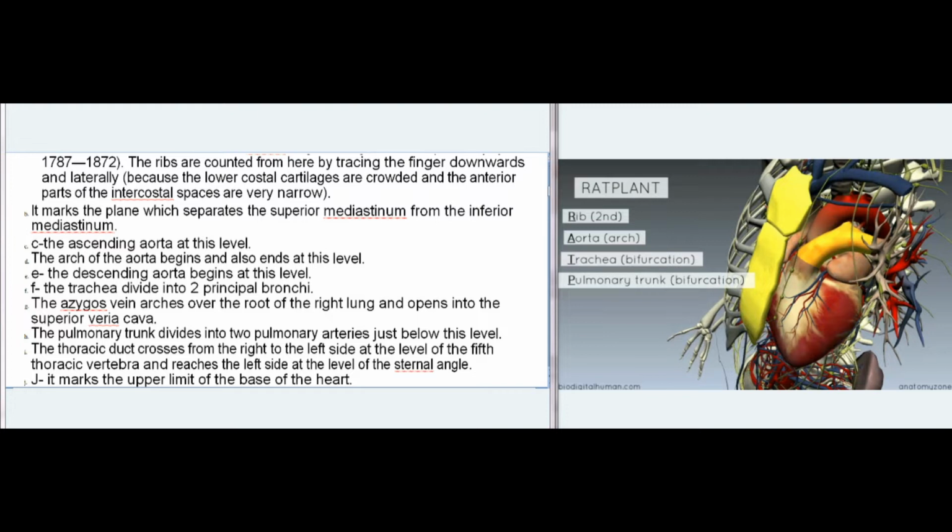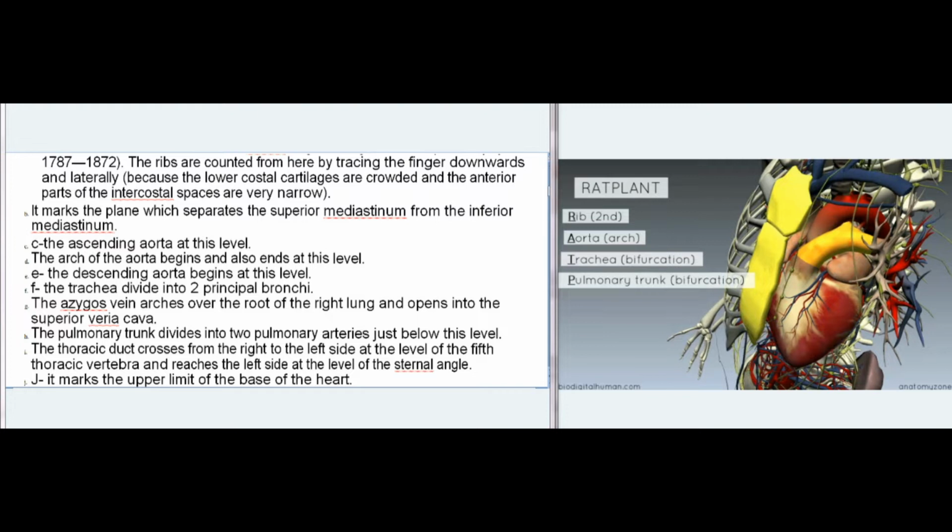C. It marks the plane which separates the superior mediastinum from the inferior mediastinum. D. See the ascending aorta at this level. The arch of the aorta begins and also ends at this level. E. The descending aorta begins at this level. F. The trachea divides into 2 principal bronchi.